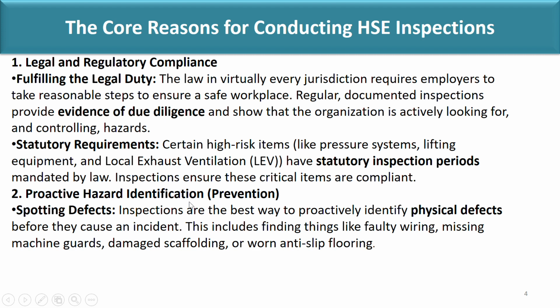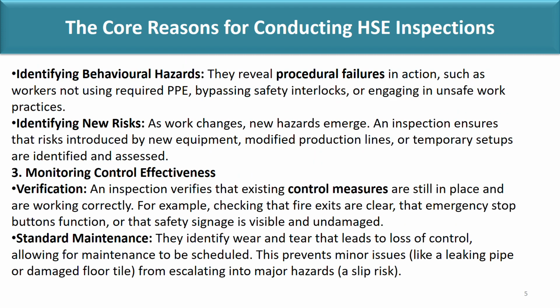Proactive hazard identification and prevention, spotting defects. Inspections are the best way to proactively identify physical defects before they cause an accident. This includes finding things like faulty wiring, missing machine guards, damaged scaffolding, or worn anti-slip flooring. Identifying behavioral hazards: they reveal procedural failure in action, such as workers not using required PPE.